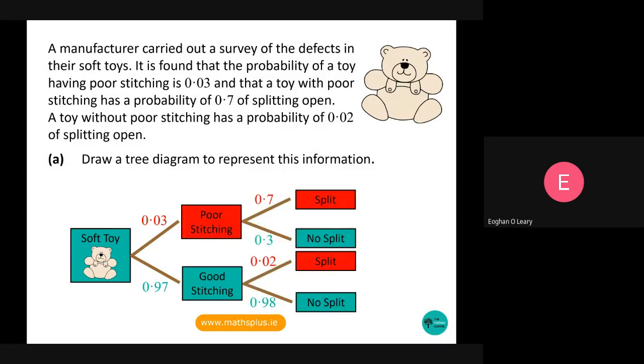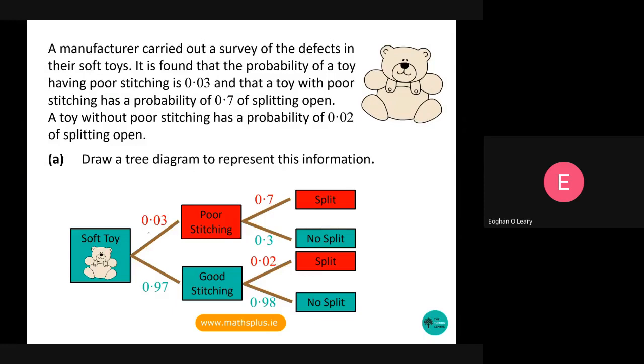With a question like this, I always say to students, you have to work out the logic, then work out the maths. The logic here can be helped by drawing the tree diagram, sketching it out. It might come to you as you draw out the branches. So the first thing is: is there poor stitching or is there good stitching? Poor stitching is at 3%, 0.03, as a decimal. That's the likelihood of poor stitching.